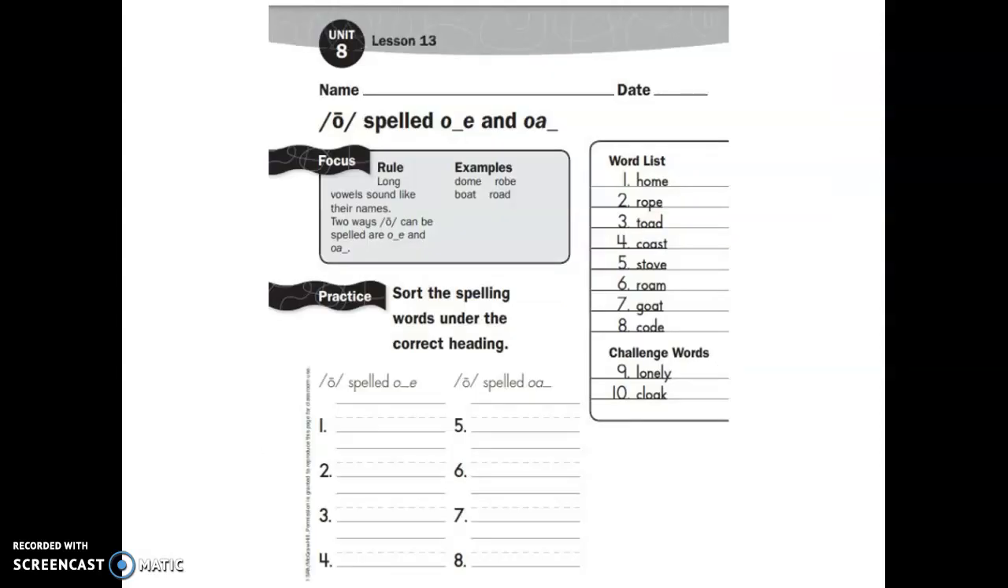Now you're going to find the sheet that says Unit 8, Lesson 13, page number 103. You are going to go through and sort your words and put the long vowel spelled O, consonant E, under this heading, and the long O spelled O-A under this heading. On the next slide, I'll explain the directions again.